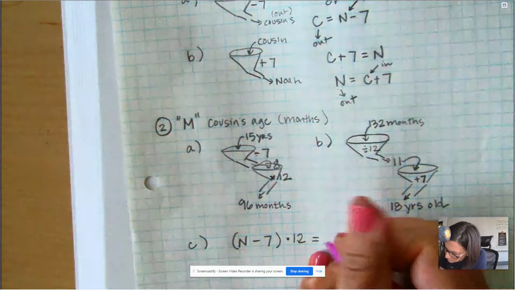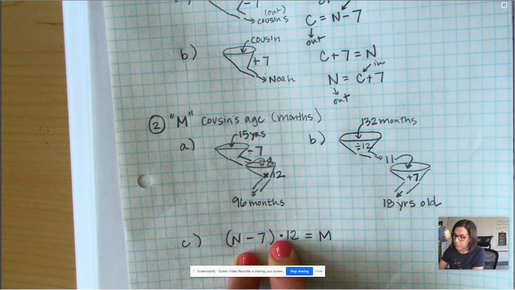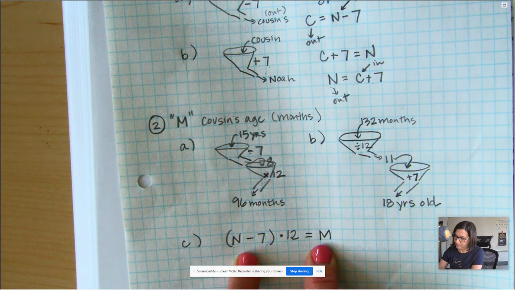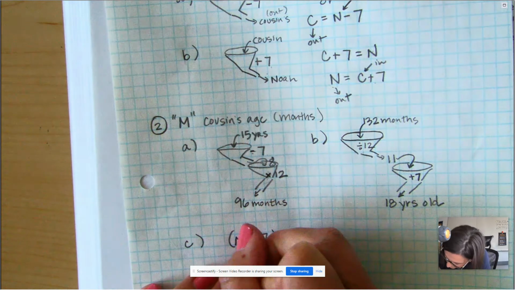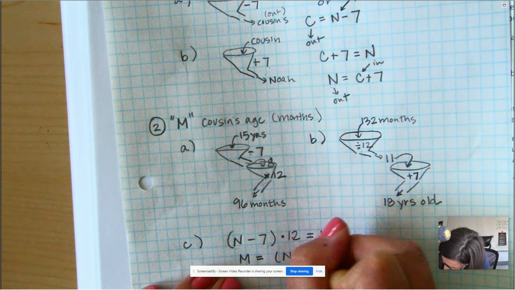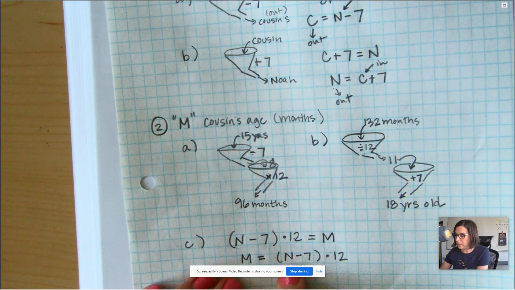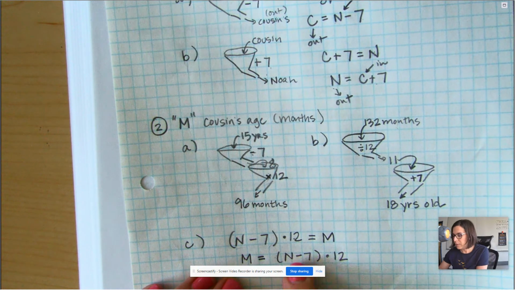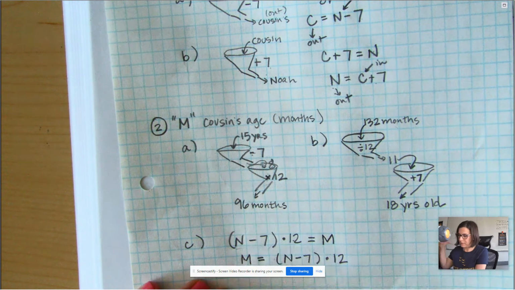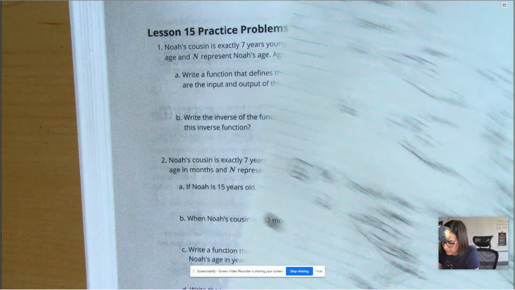That equaled the cousin's age in months, which was n. We're not going to do C. That was right here. We multiplied it by 12, and now that's the cousin's age in months. Okay? And again, you could put that answer over here, which isn't that much different, but it looks a whole lot different to our brains sometimes. And the 12 can also be in front there, but you're going to multiply n minus 7. That'll be the cousin's age in years times 12. Then you'll get the cousin's age in months. Boom. Okay.